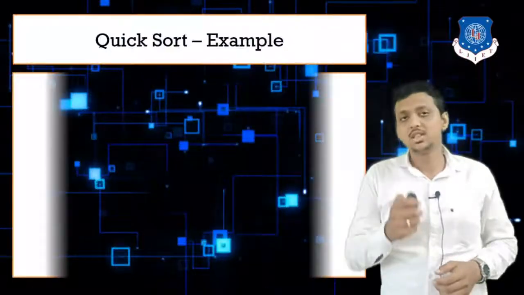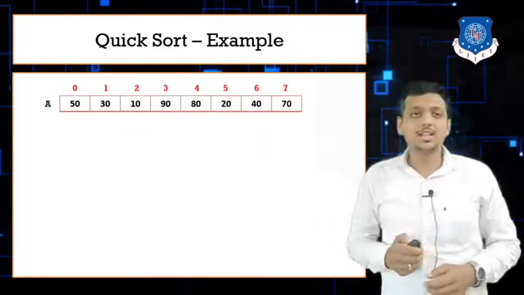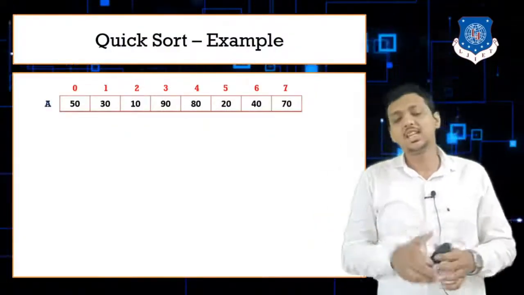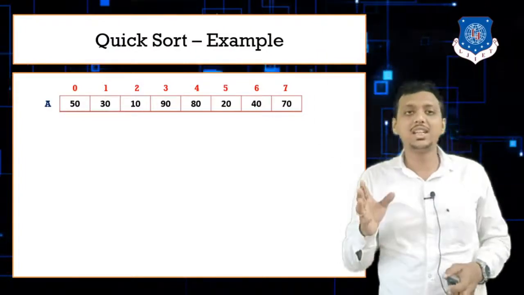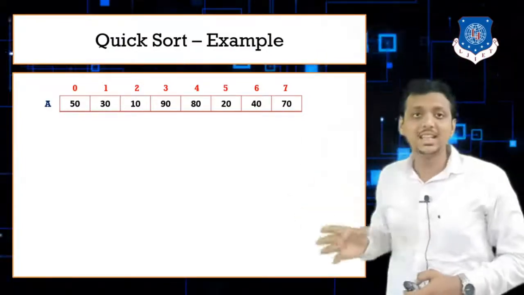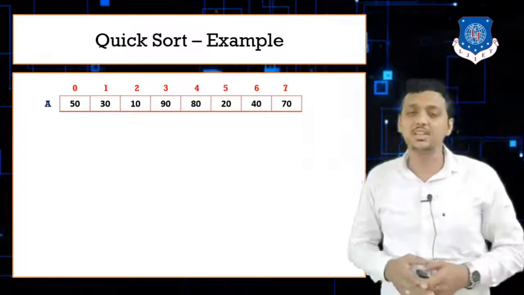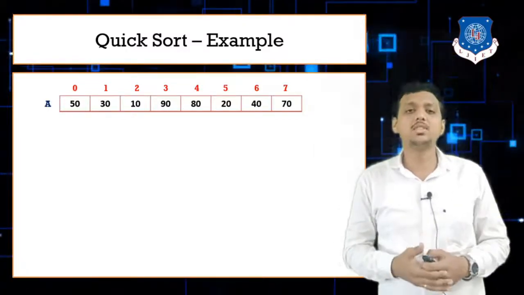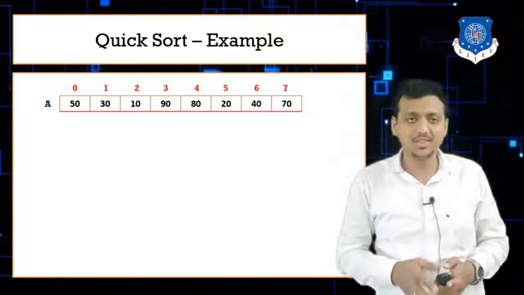So next we have the quick sort example. Here I have the values 50, 30, 10, 90, then 80, 20, 40 and 70. Okay. So here the values are situated at the indexes from 0 to 7.